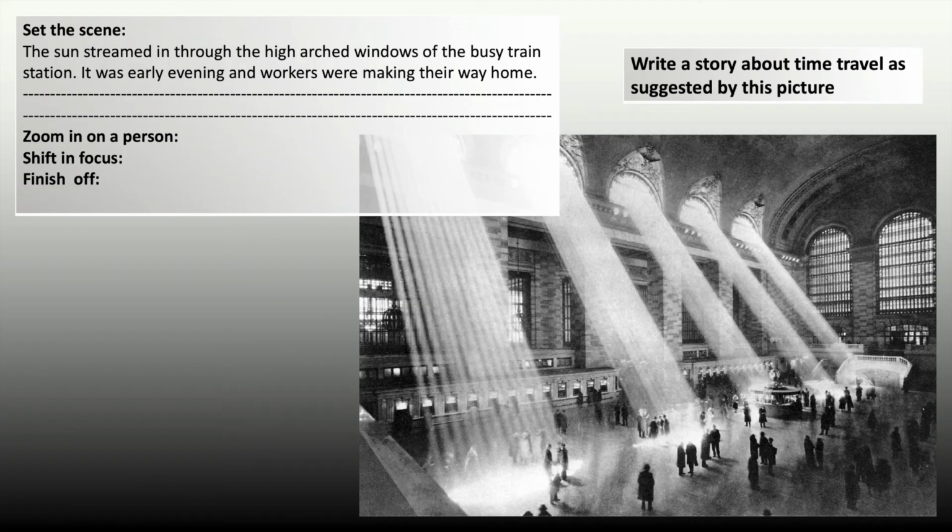So set the scene first of all. I've started you off here. I've left these 2 lines with the expectation that you'll come up with some more ideas, maybe inspired by this picture, maybe inspired by something that you can't see but from your imagination. So the sun streamed in through the high arched windows of the busy train station. It was early evening and workers were making their way home. I've decided it's early evening. You can change that. It could be any time of day. It's your story. It's your descriptive writing. You can say whatever you want.